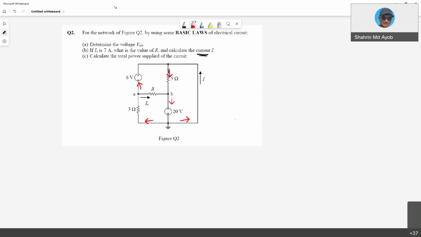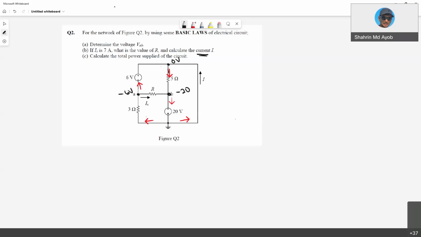Okay. So right now you can use your basic Ohm's law to calculate all the current. So right now this node is negative 6 volts. This node is negative 20 volts. Okay, this node is 0 voltage.